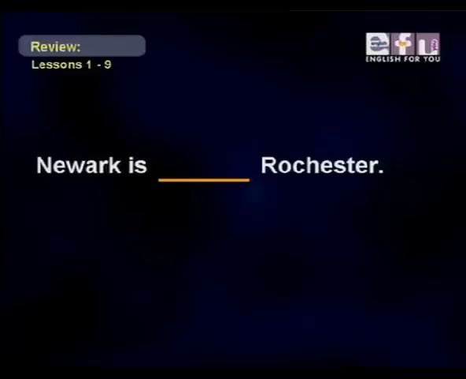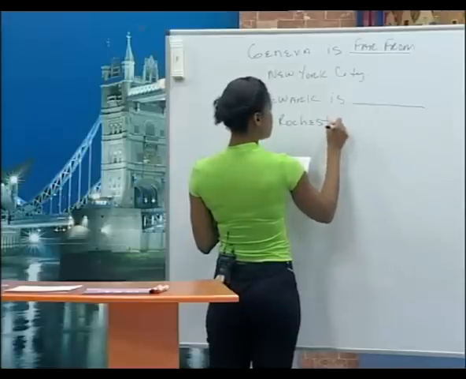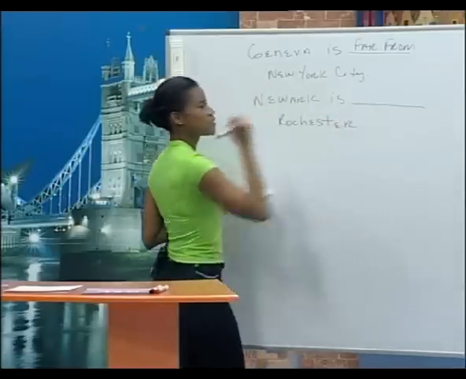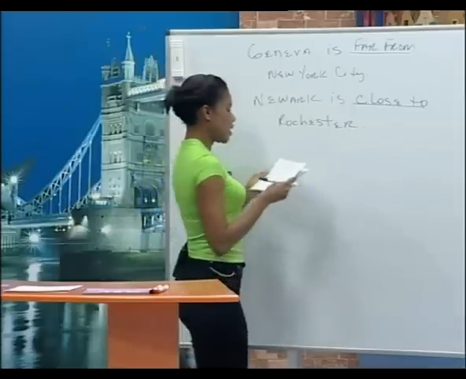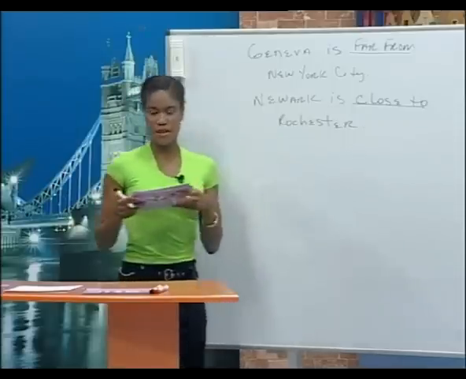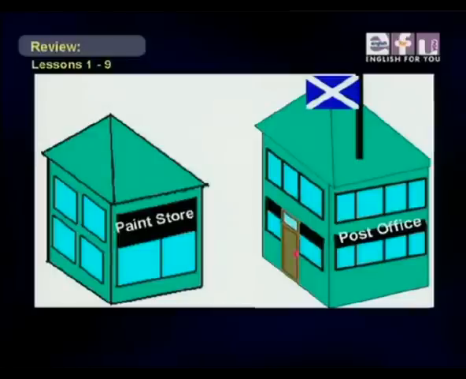Okay. Newark is blank Rochester. I choose Linda again. You ask me the easy ones. Newark is close to Rochester. Very good. Okay, let's look at another picture now. This is a picture of a building.